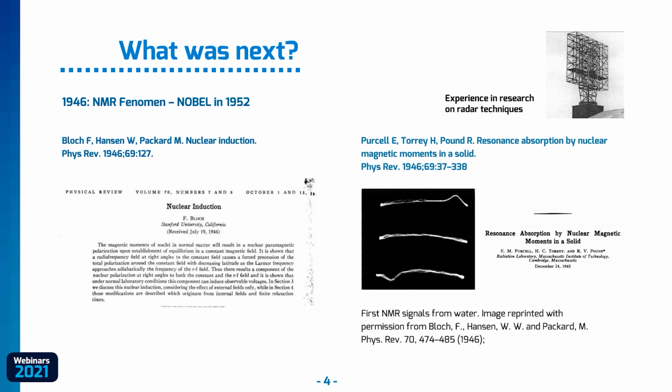What was next? 1946 was a very prolific time for the development of magnetic spectroscopy techniques. The development of NMR spectroscopy was one of the most important factors in the advancement of medicine in the 20th century. Purcell and Bloch in 1952 were Nobel Prize laureates in the field of physics, for developing a new method of precise measurement of nuclear magnetism and the discoveries made thanks to it. In the middle part of the slide, the first NMR signal is presented.